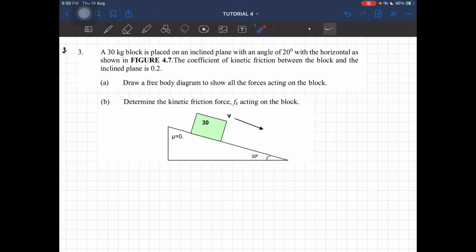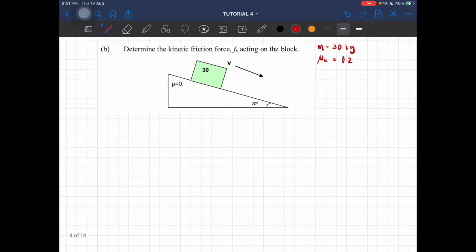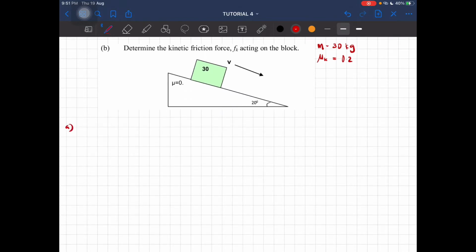acting on the block. Alright, so first we extract the information that we have based on the question. So we have a mass of 30 kilogram, and then we have the coefficient of kinetic friction, which is mu k equal to 0.2. And that is the only information that we have. Now we can draw the free body diagram.